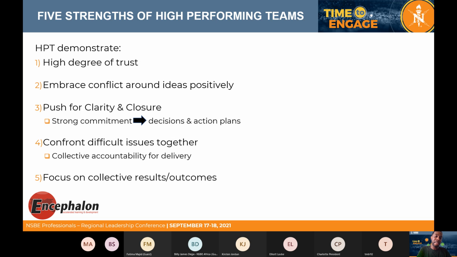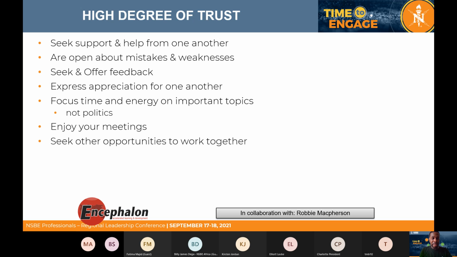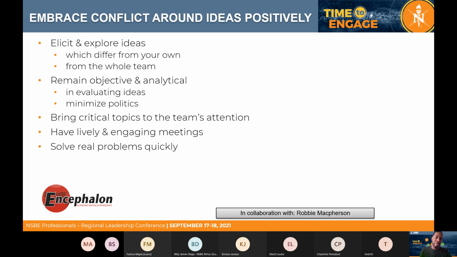Effective teams, they push for clarity and closure, make sure everybody understands what the goals are and how to get there. They confront difficult issues together. They're not afraid to address the elephant in the room. And they focus on collective results or outcomes as opposed to individual goals. Now, there's some further ways that you can carry out these five areas, but in the interest of time, I won't go through them in detail. You'll have the slides after the fact so you can read through them.